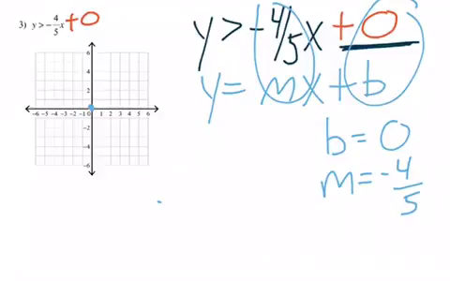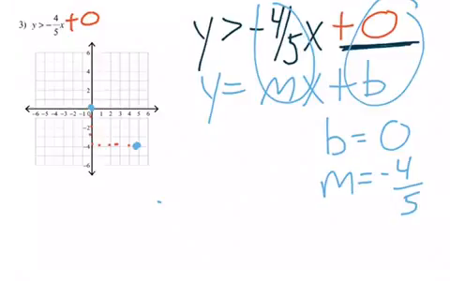So I'd fall 4: 1, 2, 3, 4. And I'd run 5: 1, 2, 3, 4, 5. For my second point.